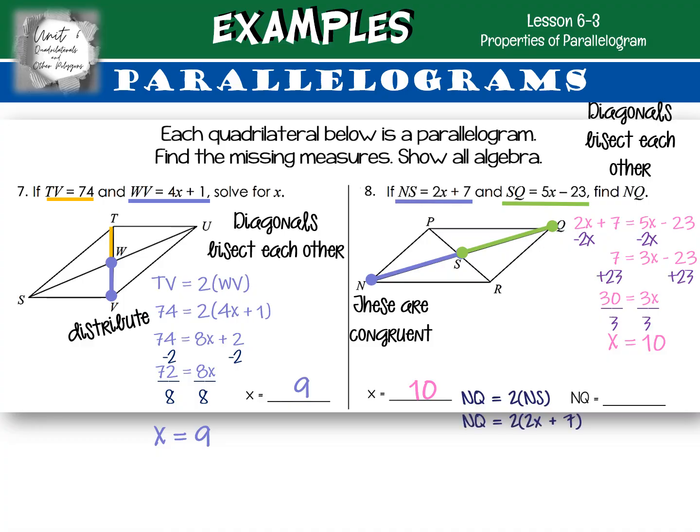NQ is twice NS, and we have an expression for the length of segment NS. So this is the way I attacked it. Distribute. So the length of segment NQ is 4x plus 14, and we know what x is. So in place of x, we're going to put 10. And when you calculate, you get 54.